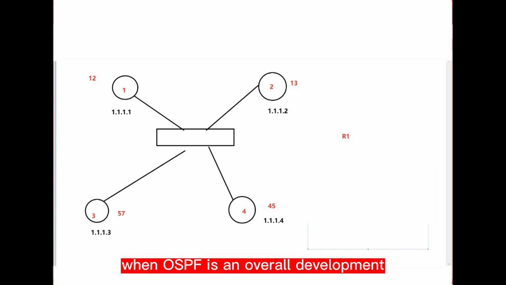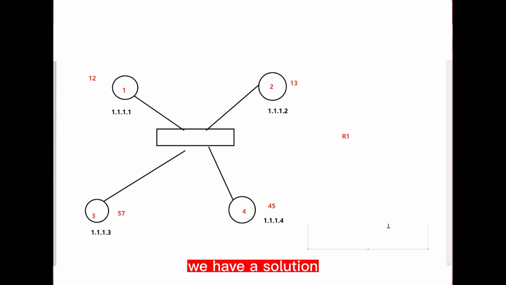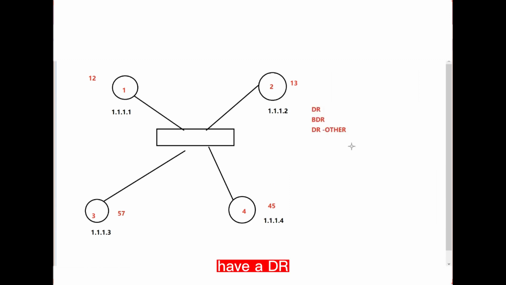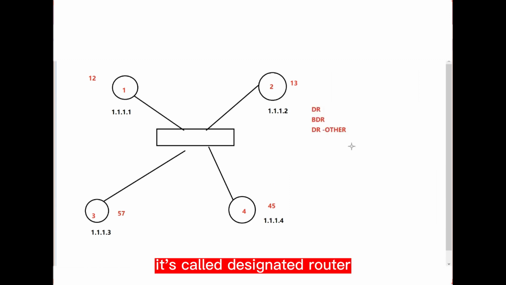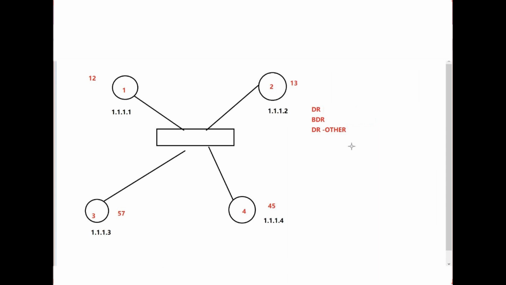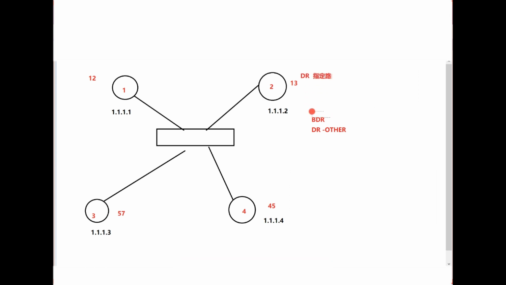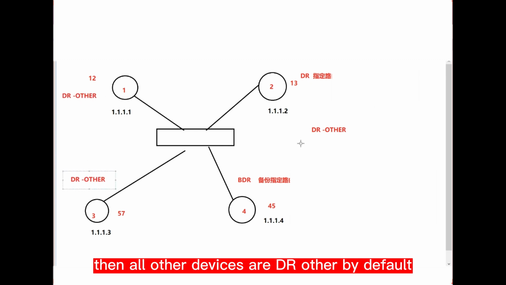When OSPF was in overall development, the developers also thought of this problem. We have a solution. Under the entire broadcast domain, have a DR, called the designated router, and a BDR, called the backup designated router. And there is another role, DR other, which is a non-designated router, nor backup designated router. Let's assume this one is a DR, this one is a BDR. Then all other devices are DR other by default.